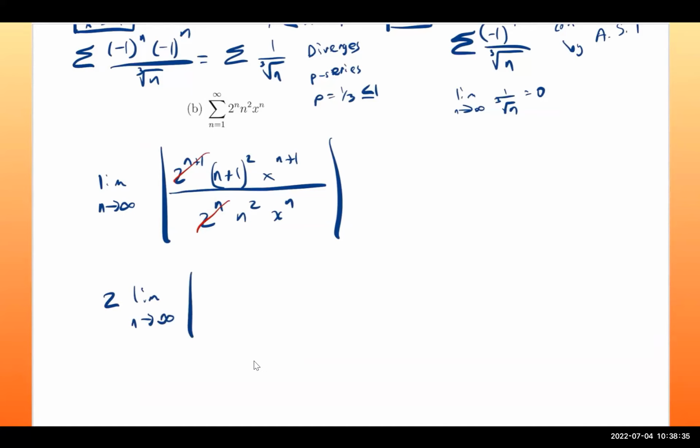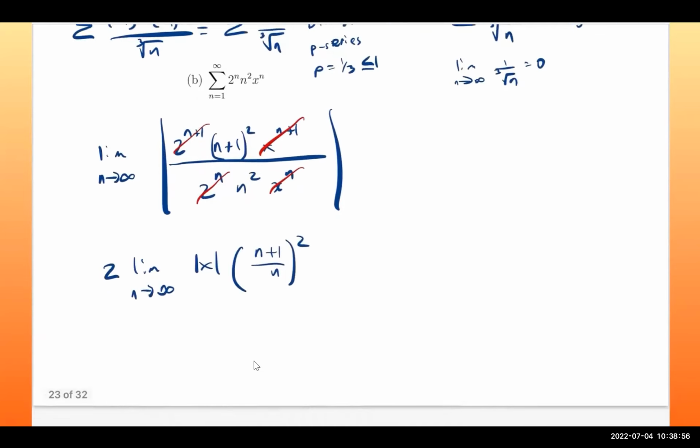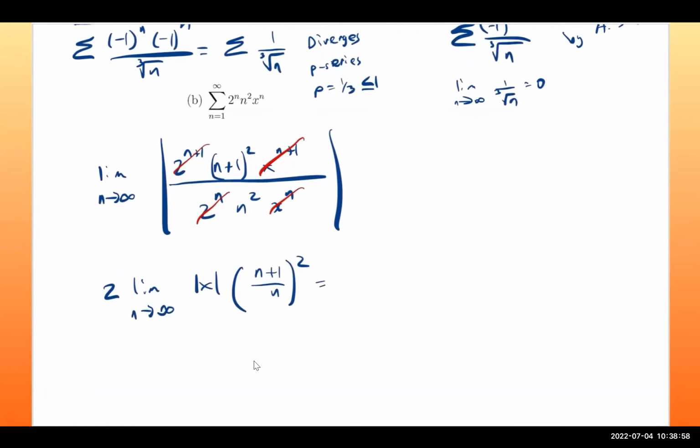Okay, we still have the absolute value of, these two terms are going to cancel, and you're going to be left with an x to the 1. So that's just going to be the absolute value of x. And now we have these two, so let me cross those out. And now we just have these two left, which we can write as a single fraction raised to the second power. Notice I didn't keep the absolute value around these because n is positive, so we don't need absolute value for positive numbers.